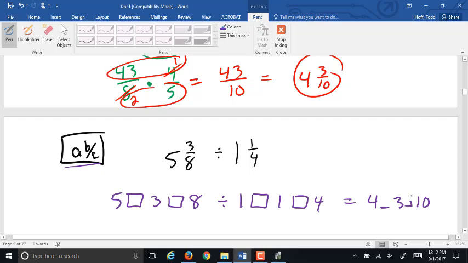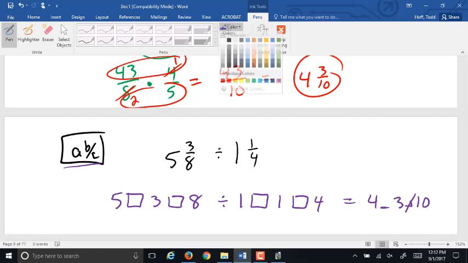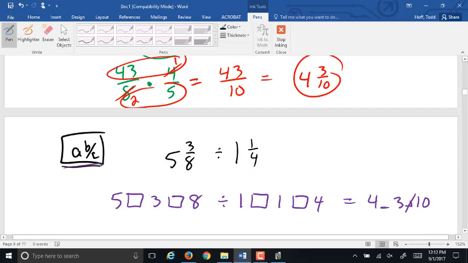Some of your calculators actually have the slash for the fraction. If you have something that's got a little bit different button than the ABC key, let me know and I'd be happy to go over it with you individually.